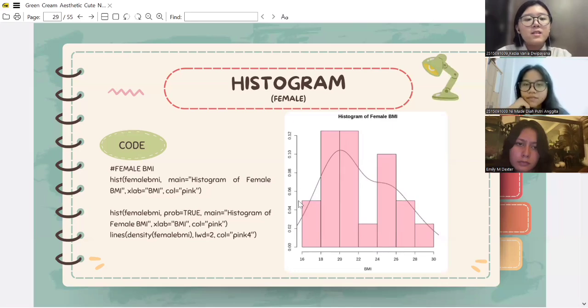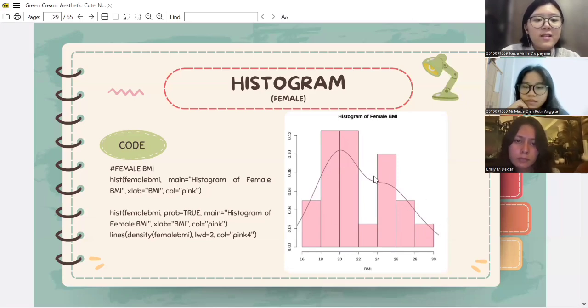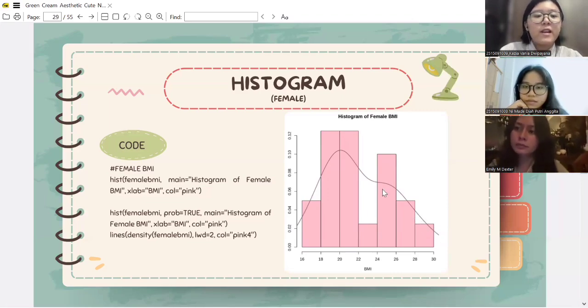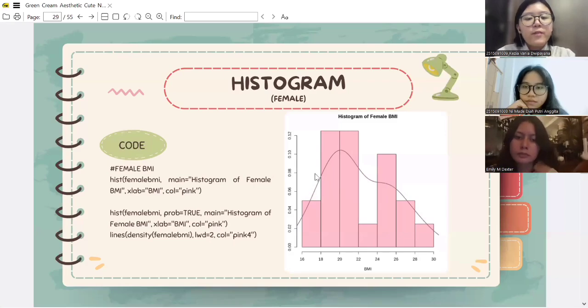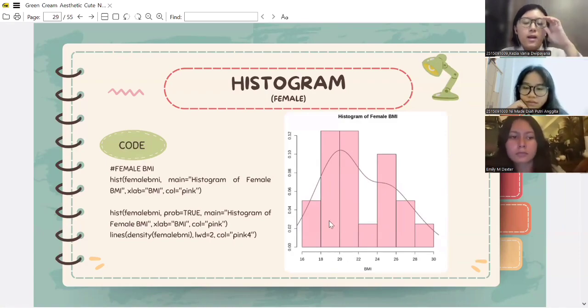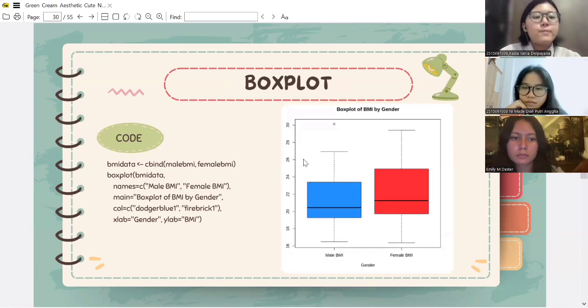Now, this is the histogram with a density curve. The shape of the distribution is approximately bell-shaped, and as you can see, there is a slight positive skew as the right tail extends a bit further than the left. The peak of the histogram and density curve is around BMI equals 19 to 21. Visually, this data does not show any strong skewness or extreme outliers. Now we will move on to the box plot.